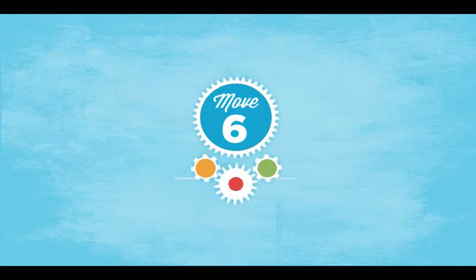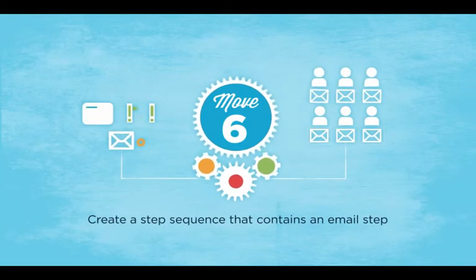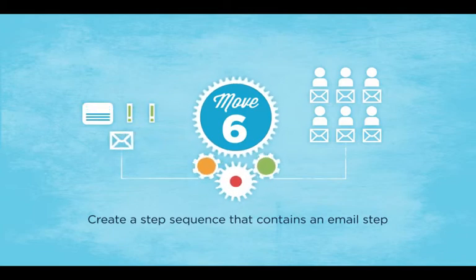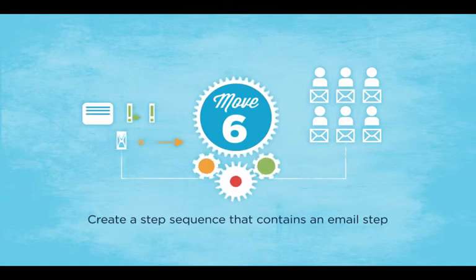In move number 4, you learned how to use the email editor, and in move number 5, you learned how to create groups and send email to groups of contacts. Nicely done, but it was all manual. In move number 6, you'll learn how to have Ontraport send email for you automatically.